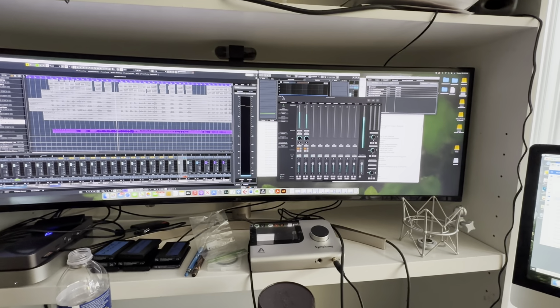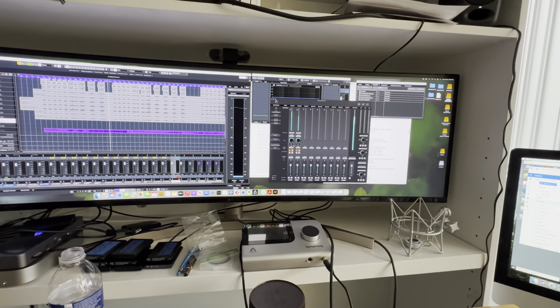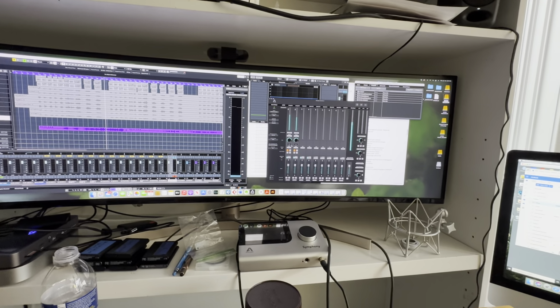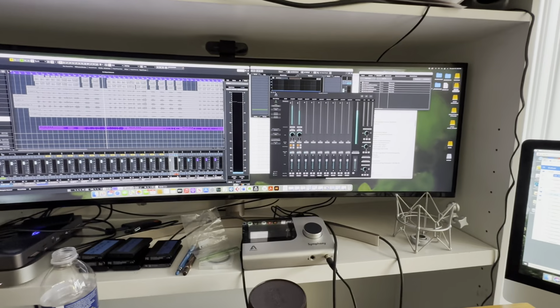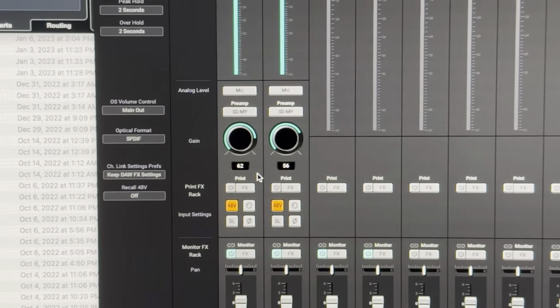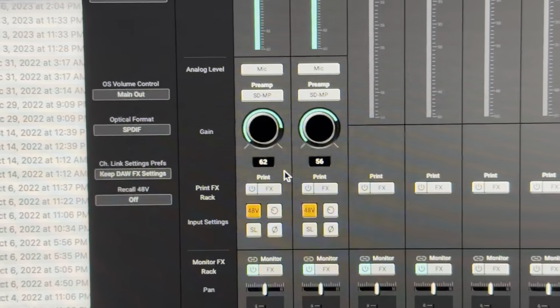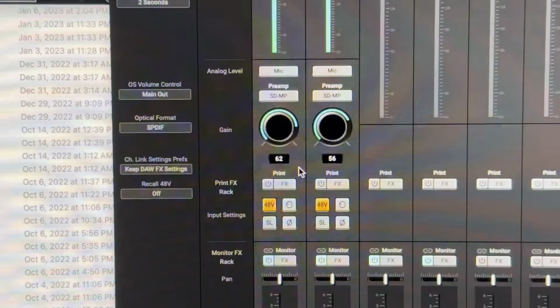January 12, 2023. This is another issue I constantly find when I shut down and restart Apogee Control 2 or the computer altogether. The gain volumes don't stay where they previously were. I have never used 62 and 56. Never. It's way too high for any of my microphones.